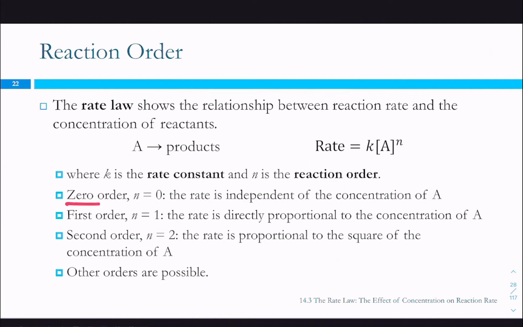For a zero order reaction, the rate is independent of the concentration of A. For a first order reaction, the rate is directly proportional to the concentration of A. So if your concentration decreases by half, your reaction rate decreases by half. It happens at the same rate. For second order reactions, the rate is proportional to the square of the concentration of A.